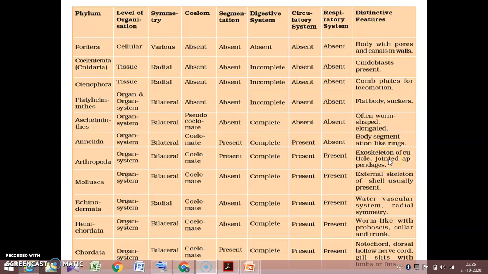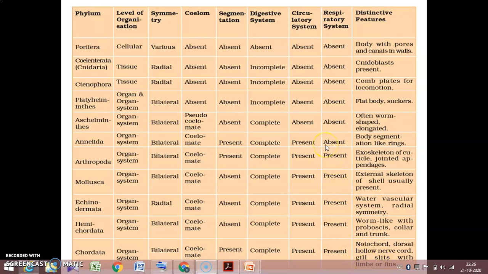Arthropoda, it is the largest phylum among invertebrates, isn't it? Exoskeleton of cuticle, jointed appendages. Mollusca, external skeleton of shell usually present. Echinodermata, water vascular system present and radial symmetry. Hemichordata, worm-like with proboscis, collar and trunk. It is a connecting link between non-chordata and chordata. Chordata, what are the special characteristics? Notochord, dorsal hollow nerve cord, gill slits with limbs or fins.